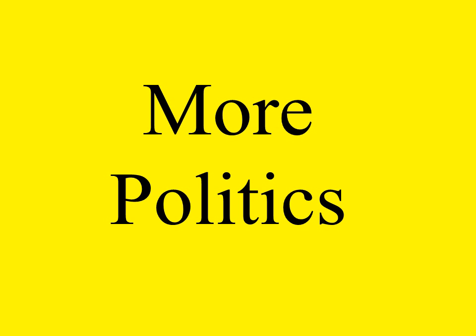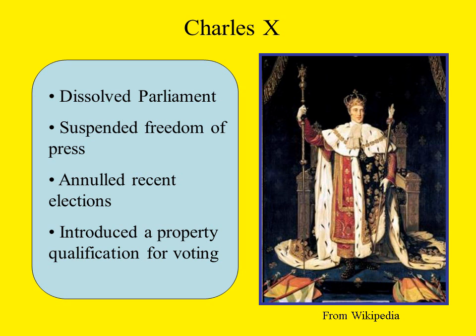More politics. In reaction to a parliamentary vote in support of the Constitution, Charles X reacted by dissolving Parliament in July 1830. He suspended freedom of press, annulled recent elections, and introduced a property qualification for voting.